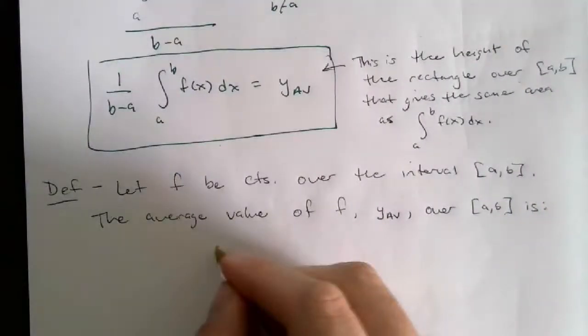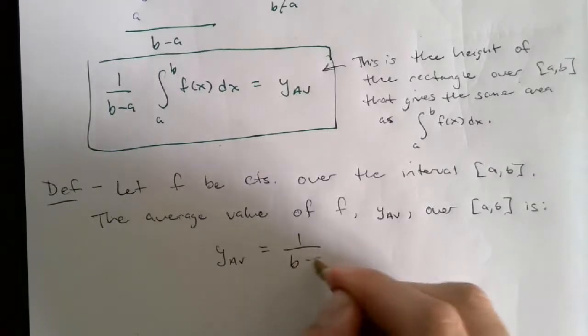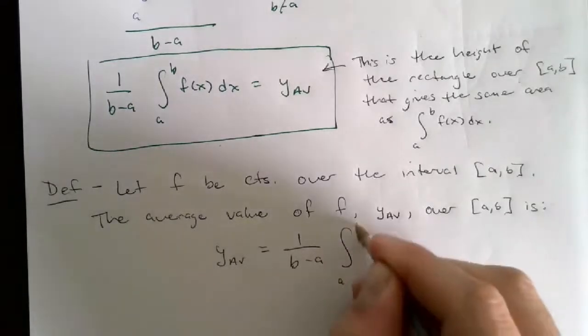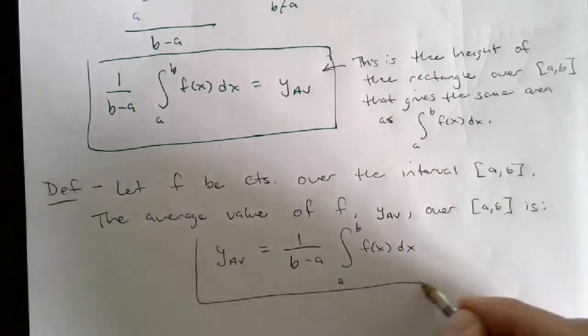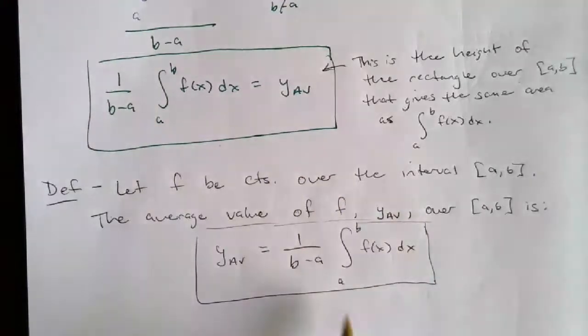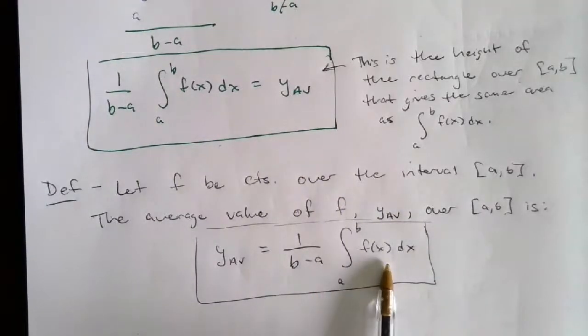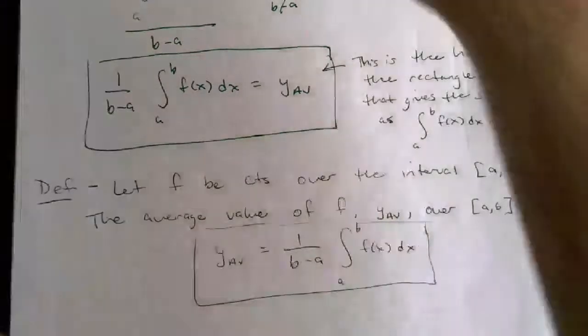is, and it's this formula we just did, y av is equal to 1 over b minus a times the integral from a to b of f of x dx. And this formula shouldn't be too difficult to remember. Mainly you're just taking whatever the definite integral was over the interval, and then dividing by b minus a, the difference. So let's look at a few examples.